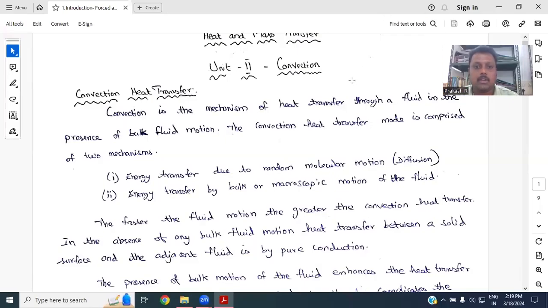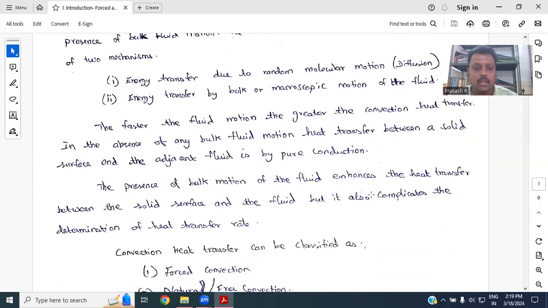Today, let us see about a topic called convection in heat and mass transfer course. In general, convection is a mechanism of heat transfer through a fluid in the presence of bulk fluid motion. Convection heat transfer is made up of two mechanisms. One is energy transfer due to random molecular motion, that is diffusion, and the second one is energy transfer by a bulk or macroscopic motion of the fluid.